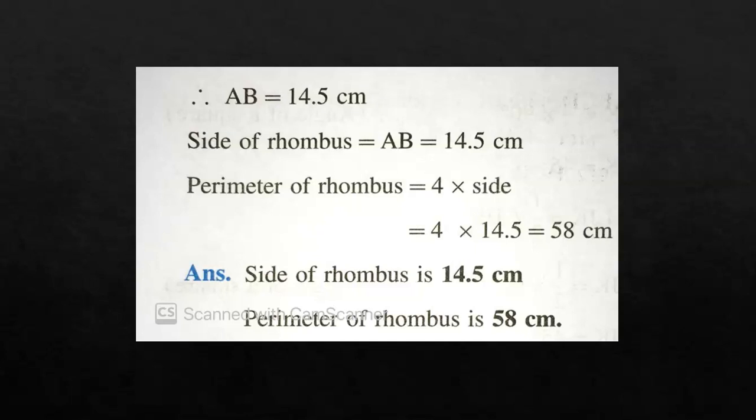Now let's find the perimeter. Perimeter of a rhombus would be 4 multiplied by the side because there are 4 sides. So when we add all 4, we get 4 multiplied by 14.5, which is 58 centimeters. So I have found both the things which were asked: the side of the rhombus is 14.5 centimeters and the perimeter of that rhombus is 58 centimeters.